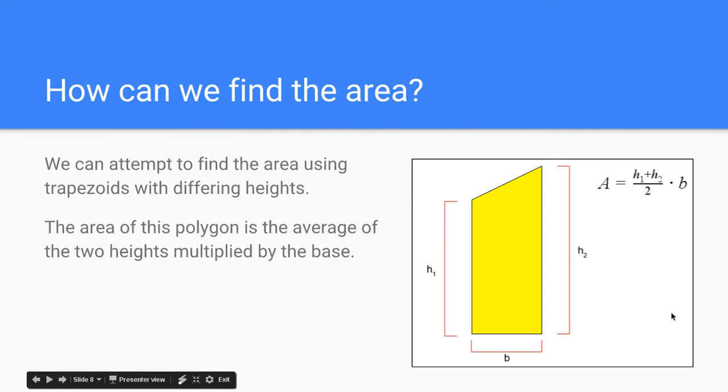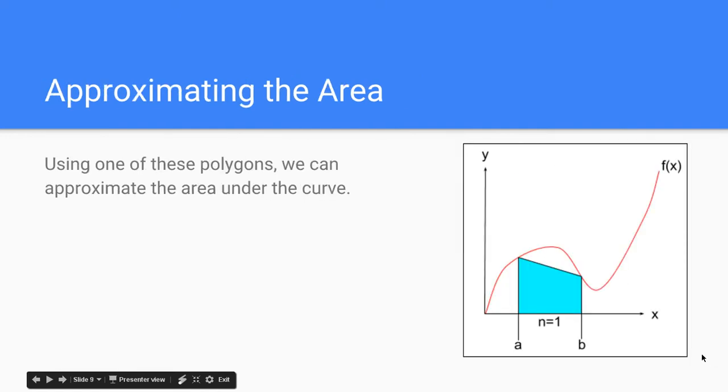We're going to be seeing this polygon a lot. So approximating the area using one of these polygons, we can approximate the area under the curve. What I've done is I've created the polygon, evaluated the function at a and put the top of the polygon here, and evaluated the function at b and put the other top there. And this is an estimate of the area under the curve.